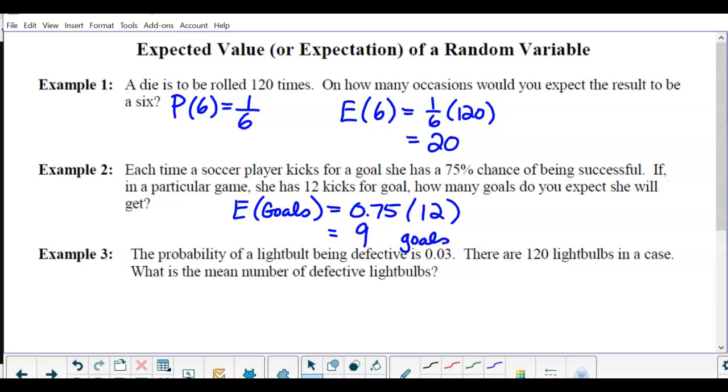Okay. Will that happen? Not necessarily, right? But that's what the expected value is. And that's why it's sometimes called the mean value, because on average, every 12 kicks she has, she should get 9 in, based on the probability of scoring that she has.